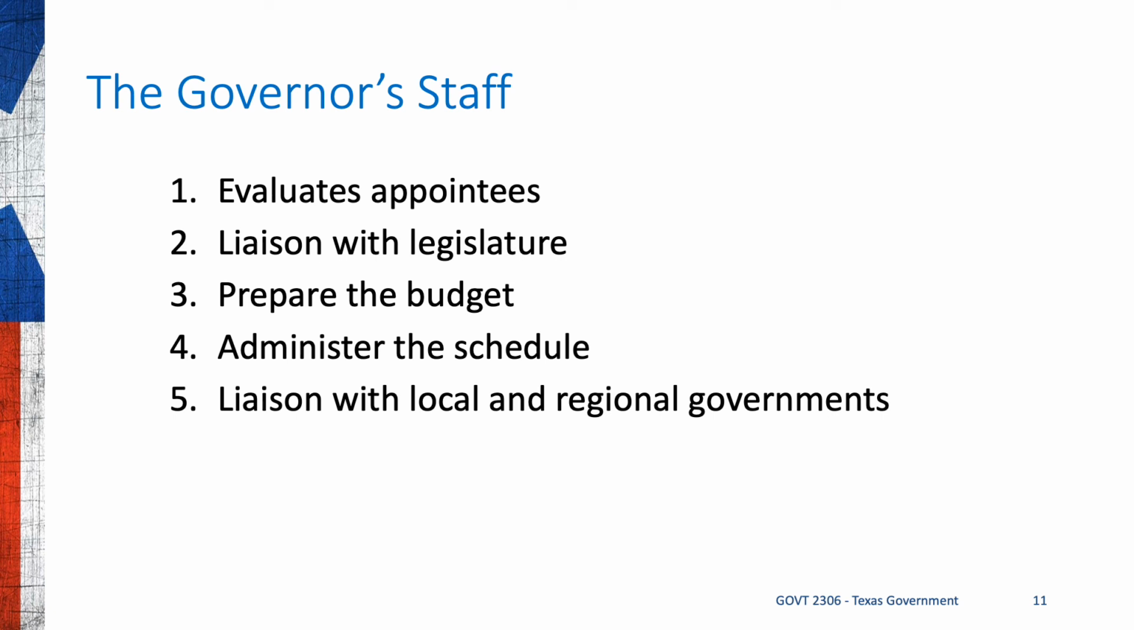The staff is a liaison with the legislature. So Greg Abbott is not sitting in a chamber of the House or the Senate every day to see what they're doing. The legislature will meet with his staff to get his opinion on bills or explain bills to him and talk through things with the governor's staff in order to determine whether the bill would have support, things like that. There's a staff that prepares the budget, a staff that administers the schedule, and part of the staff is a liaison with the local and regional governments, trying to make sure that local governments are acting in a way consistent with state goals.